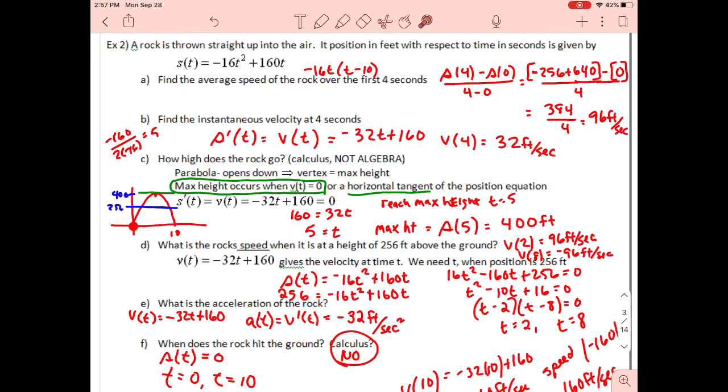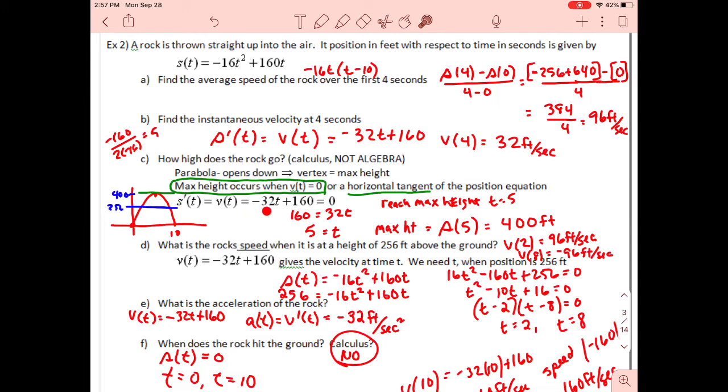We also know that if we graph a position equation, the maximum height occurs at the vertex. It's also when there's a horizontal tangent to the position equation. And that horizontal tangent will occur at the vertex, of course.